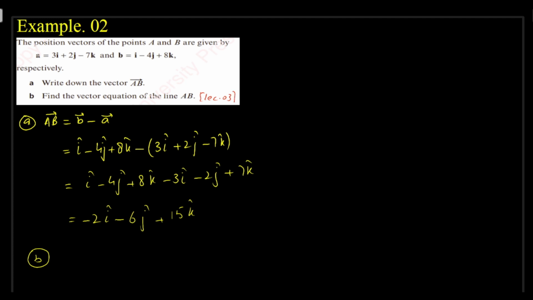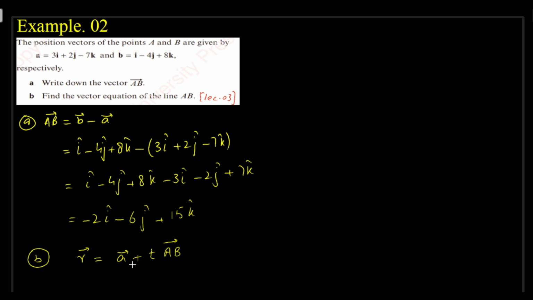Here we are given position vectors of 2 points on the line, and we have to write the vector equation of the line. So the vector equation of the line in this case is r vector equals a vector plus t times AB vector. From lecture 3, we know that this equation can also be written as r vector equals b vector plus t times AB vector.